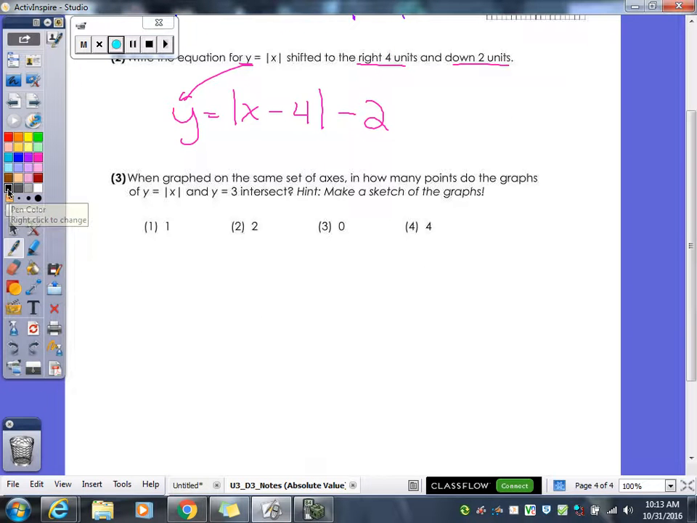So in your last one, they want to know when absolute value of x and y equals 3 intersect. How many times? So this is our parent function. Absolute value of x is just our normal v. y equals 3 is what kind of a line? Horizontal line up here. So how many times do they cross? 2.